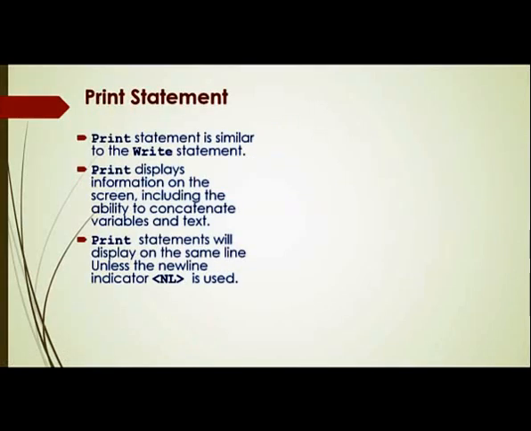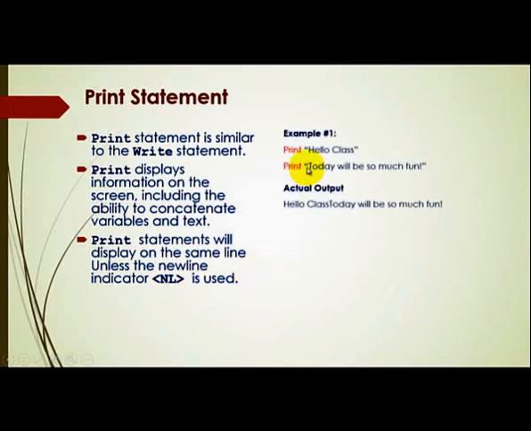The last couple of things in Chapter 6 are a new way to output information to your user. We have a print statement. The print statement is very similar to the write statement that we've been using all semester. What the print statement does is it prints everything on the same line. So it just appends it right next to the last piece of information that you have outputted. If you want the information to go on a new line, you're going to use the new line indicator, which is your less than, NL, and then your greater than symbol.